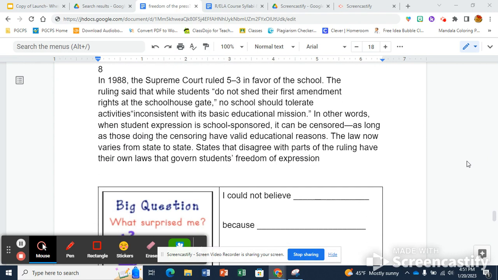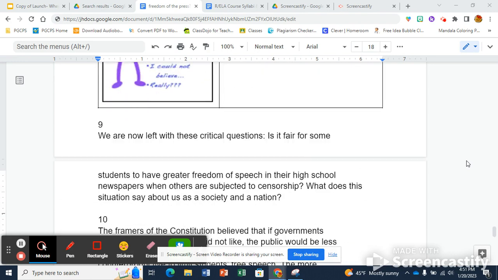right to suppress them. In 1988, the Supreme Court ruled 5-3 in favor of the school. The ruling said that while students do not shed their First Amendment rights at the schoolhouse gate, no school should tolerate activities inconsistent with its basic educational mission. In other words, when student expression is school sponsored, it can be censored as long as those doing the censoring have valid educational reasons. The law now varies from state to state. States that disagree with parts of the ruling have their own laws that govern students' freedom of expression.